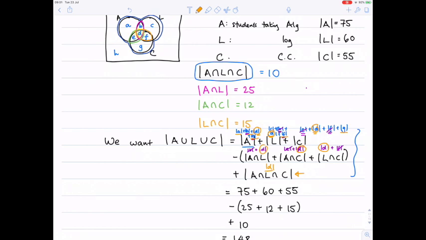I suggest you work through quite a few examples of these and find the method that works best for you. So try several different things, try and answer these questions in different ways, and find out how your brain works best for these kinds of problems.